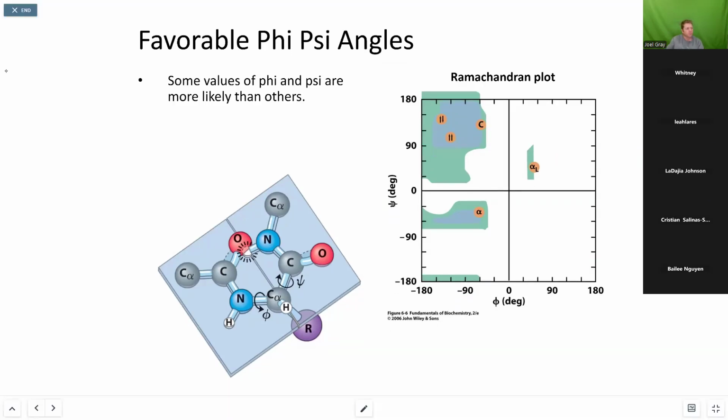Now, some values are more likely to be present than others. As you can see, angles that are typically negative 90 to negative 180, that's a good combination of those bond angles. Unfavorable bond angle combinations lead to orbital overlap and basically torsional strain in something that's not really energetically stable or attainable.